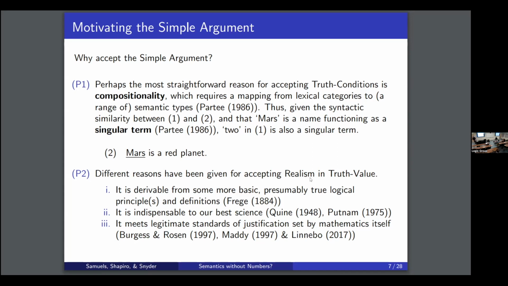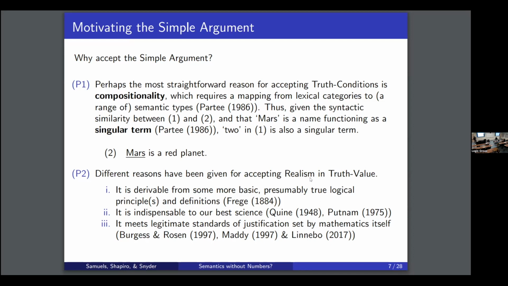Well, there are different definitions of what compositionality is, but my favorite one comes from Barbara Partee, which is kind of an elaboration of Montague's original definition of compositionality. So compositionality requires a mapping from lexical categories like noun, verb, etc., to a range of semantic types. Why do you need a range of semantic types rather than a single semantic type? That has to do with what's called polymorphism, which we'll talk a lot about here in a second.